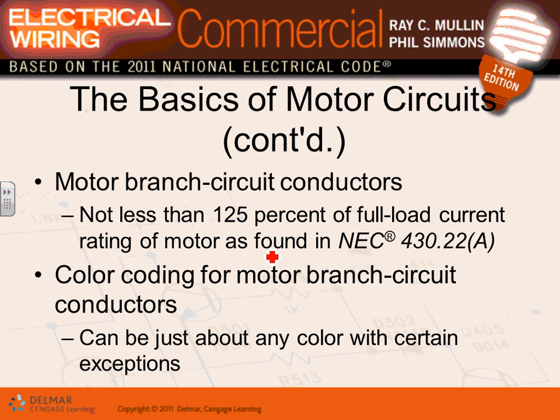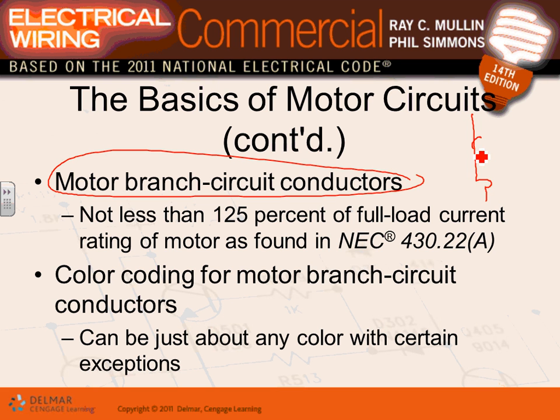Okay, so why do we have a disconnect? A disconnect minimizes the hazard of electrocution plus arc flash and arc blast, so you can lock and tag the equipment. You also need, for every appliance or piece of equipment, a branch circuit, basically the conductor right in here. That conductor, almost always for appliances and motors, is 125%.